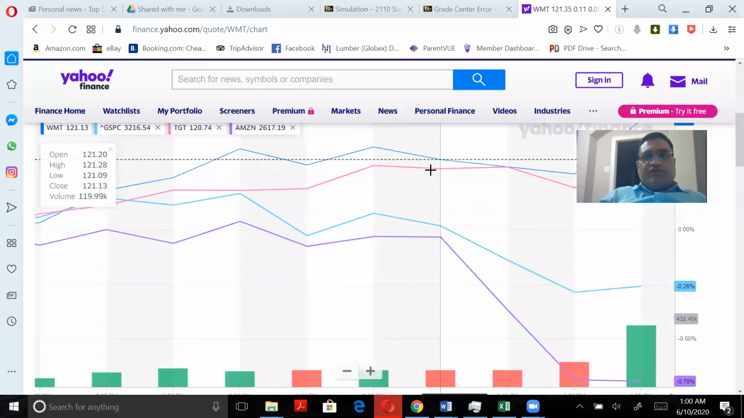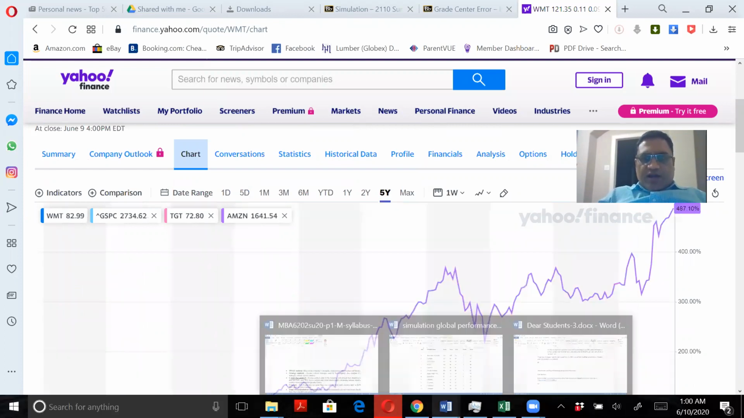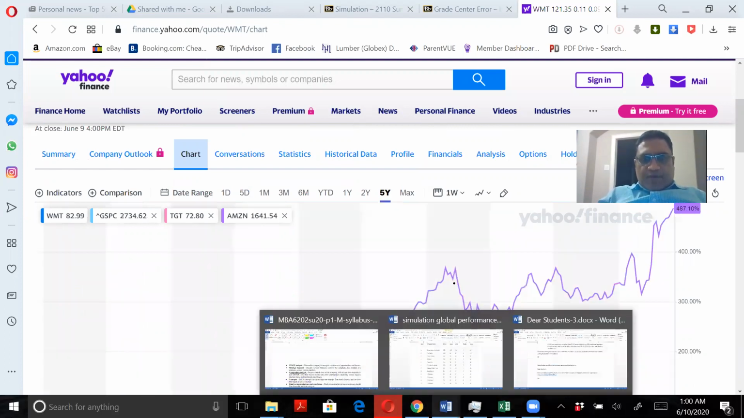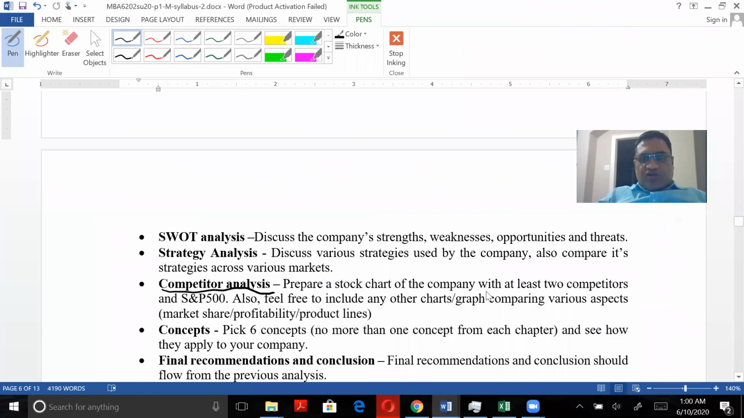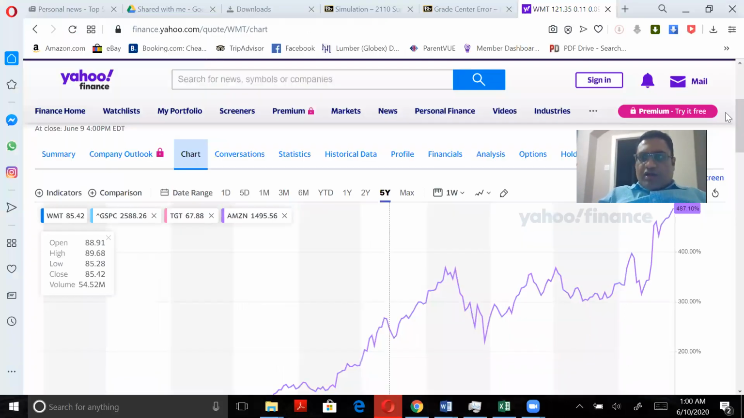So make sure you go to finance.yahoo.com, all right? Or a similar website. There are lots of them, I like finance.yahoo.com because it actually gives a pretty good picture. So what you will be doing is you'll be looking at the company. So stock chart of the company, its two competitors and S&P 500. Okay. So let's go over here.